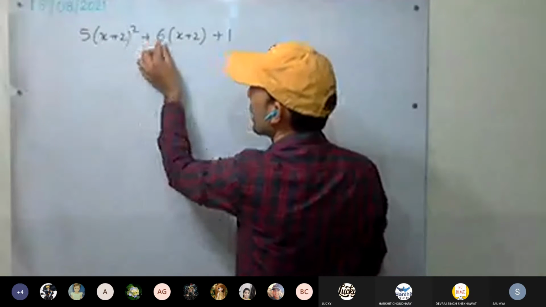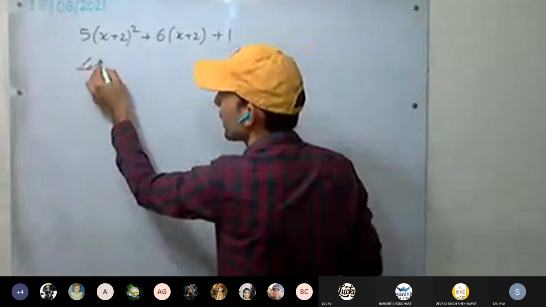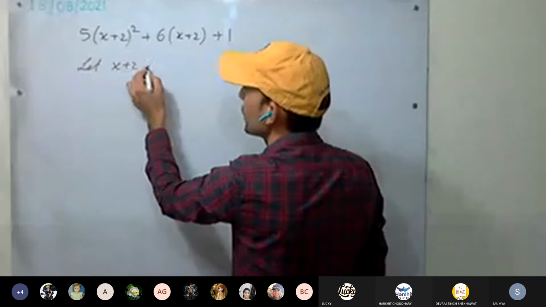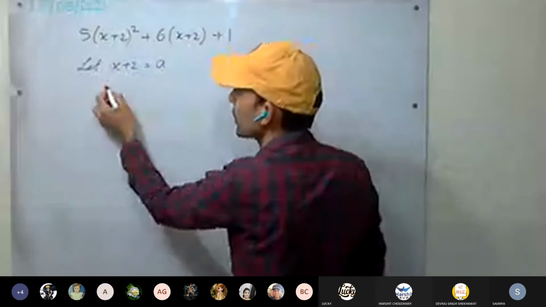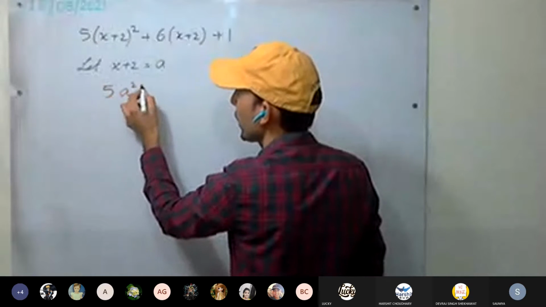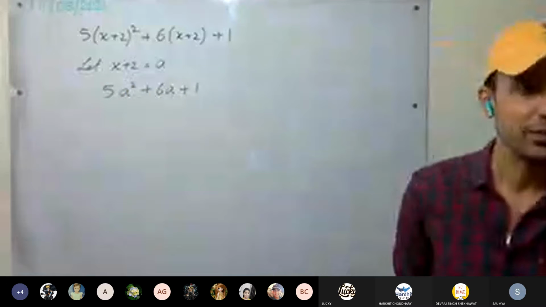5 into something square plus 6 into something. Okay, so let x plus 2 equal a, or you can take y also. So the equation will be what? 5a square plus 6a plus 1. Now solve it, everyone.